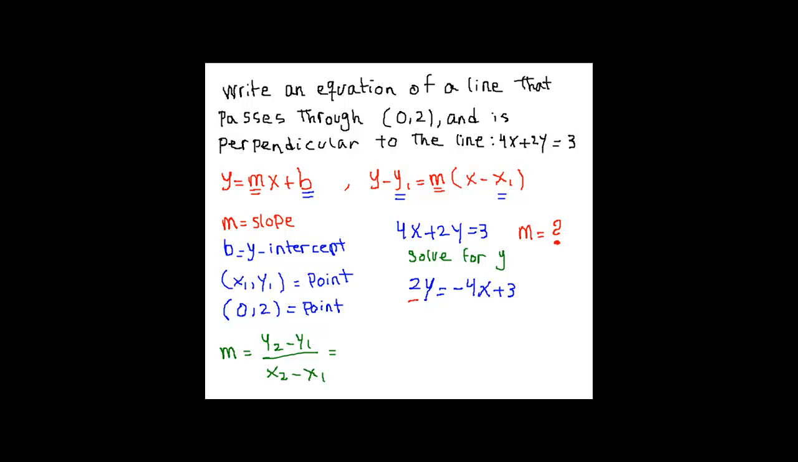If I divide each term by 2 like this, I can do it right here. So there I have it. y is equal to minus 4 over 2, which would be negative 2x plus 3/2.